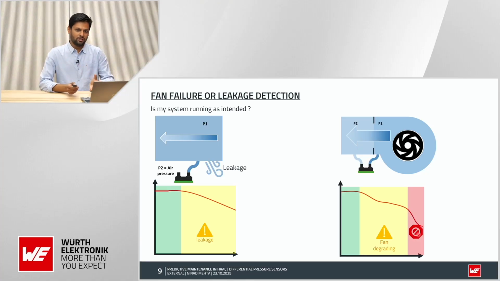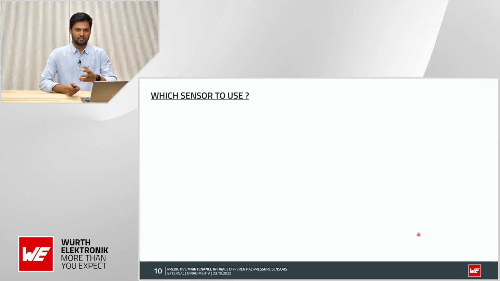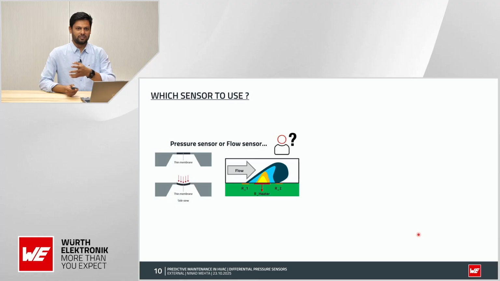Before your fan completely fails, which usually could halt your whole system, you can directly stop this failure from happening with this kind of monitoring system. So this brings us to the question: which pressure sensor should I use for such kind of applications? Because there are different applications. You see most of the applications involve flowing air.